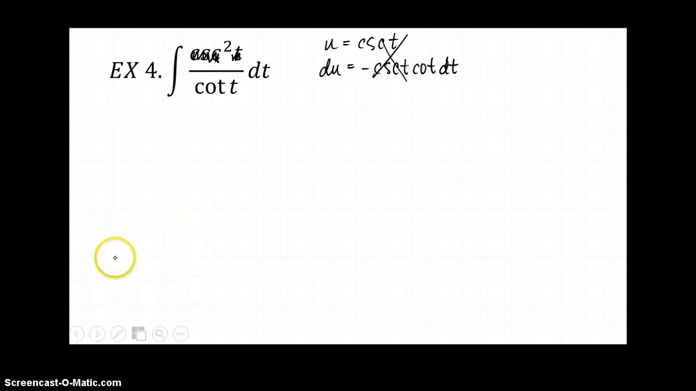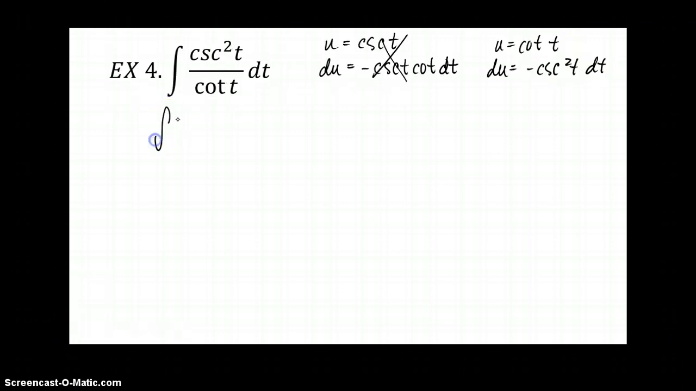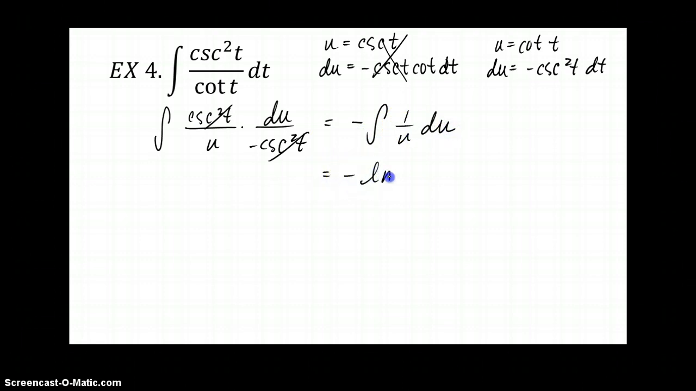So now that we have the log rule, let's pick u to be the denominator. So cotangent of t, the derivative is negative cosecant squared of t. So this would be cosecant squared of t over u times du. These cancel, and we get negative integral of 1 over u du. Negative ln absolute value of u, so negative ln absolute value cotangent of t plus c.